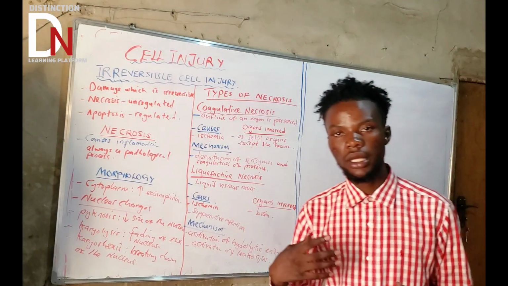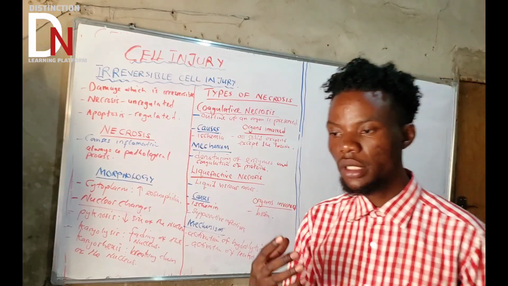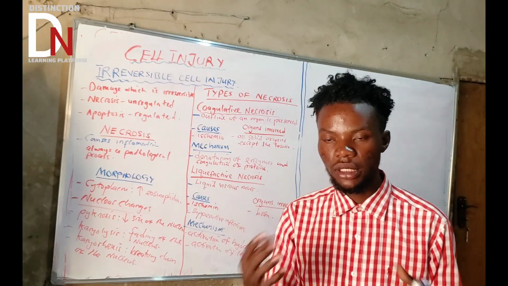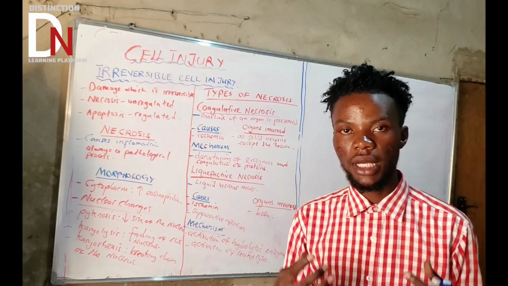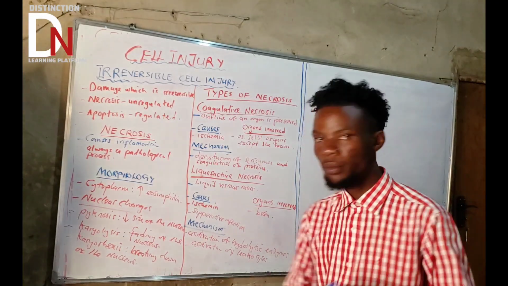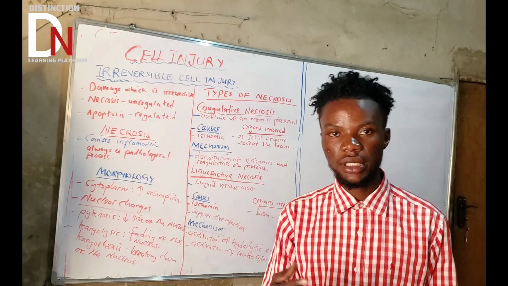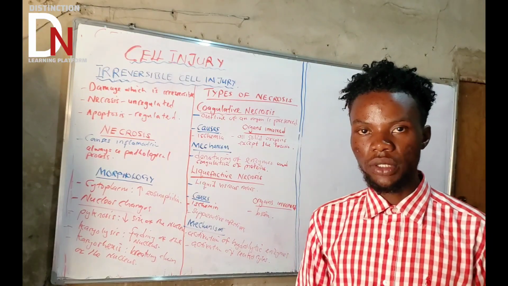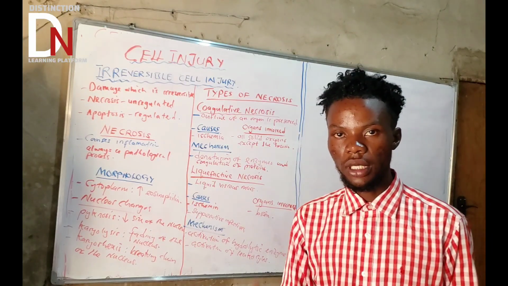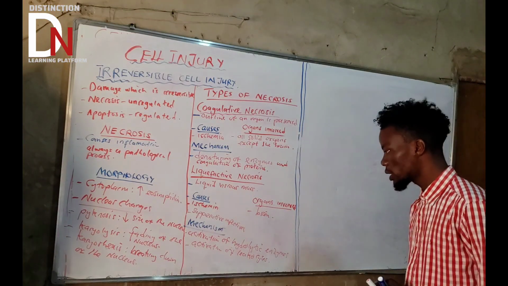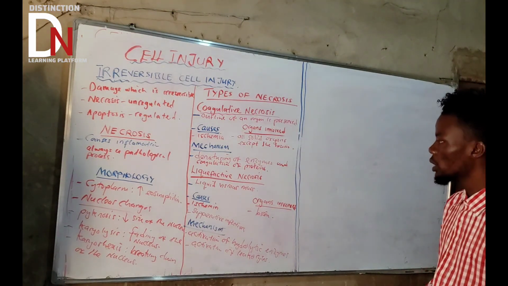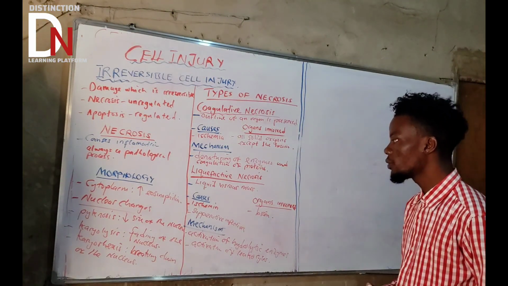If the enzymes inside the cell start eating up the cell, what do we call that? We call it autolysis. If the white blood cells from outside, from the extracellular fluid, start eating up the cells, then what is that? Heterolysis. So those are the two processes or mechanisms that can lead to liquefactive necrosis.